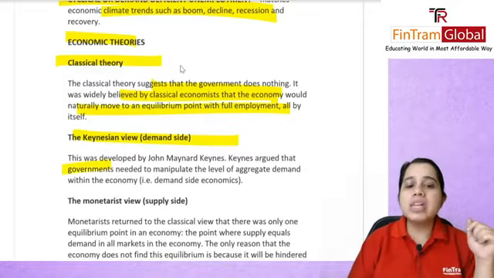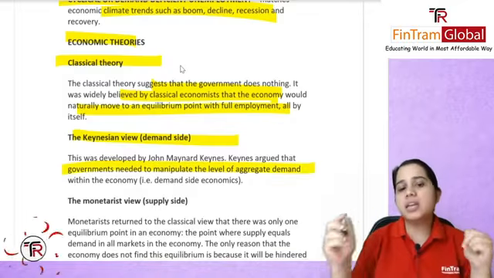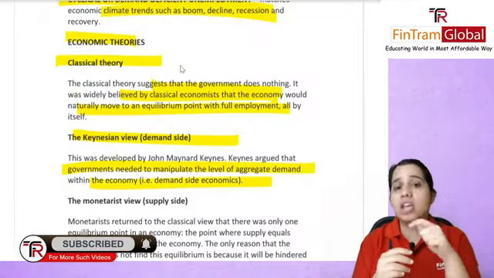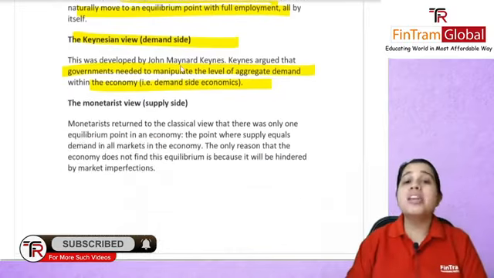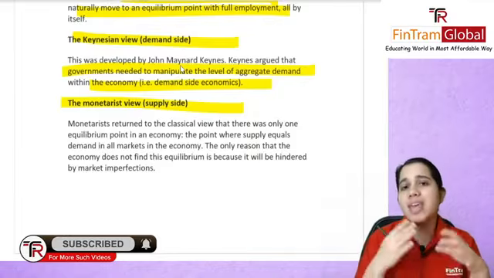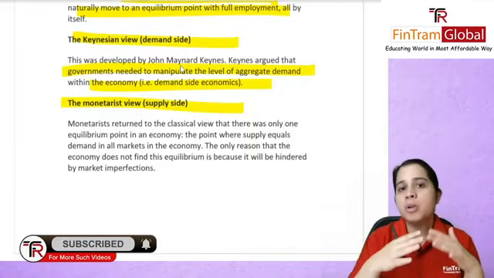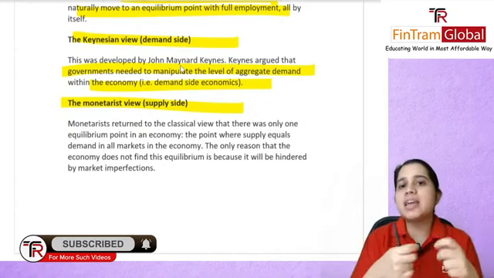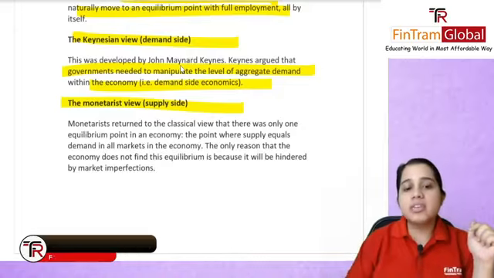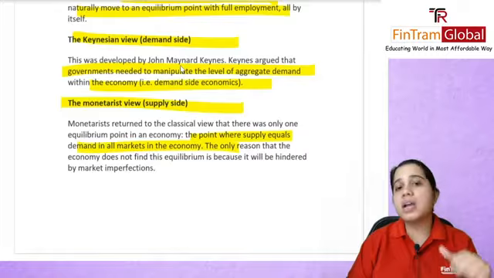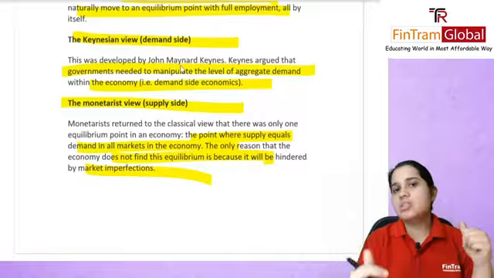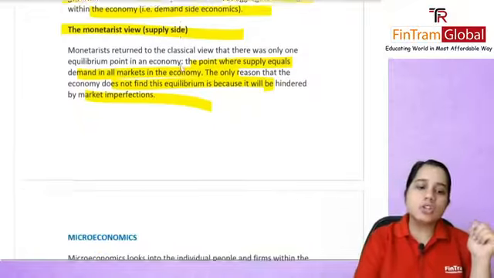He argued that government will need to manipulate the level of aggregate demand, that is the demand side of economics, in order to reach that equilibrium point. Then we had our monetarist view, which was your supply side. Here monetarists returned to the view that equilibrium will happen, but there are some imperfections, which government will have to look at. They said that supply will equal demand in all markets in the economy, and the only reason this does not happen is the imperfections in the economy.